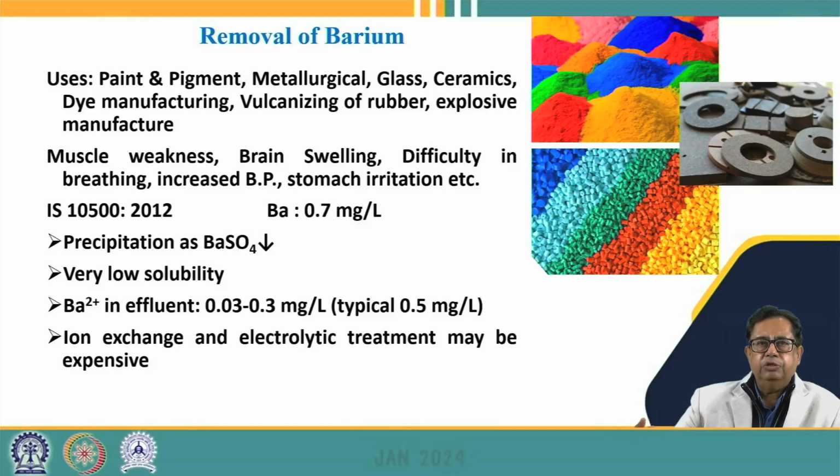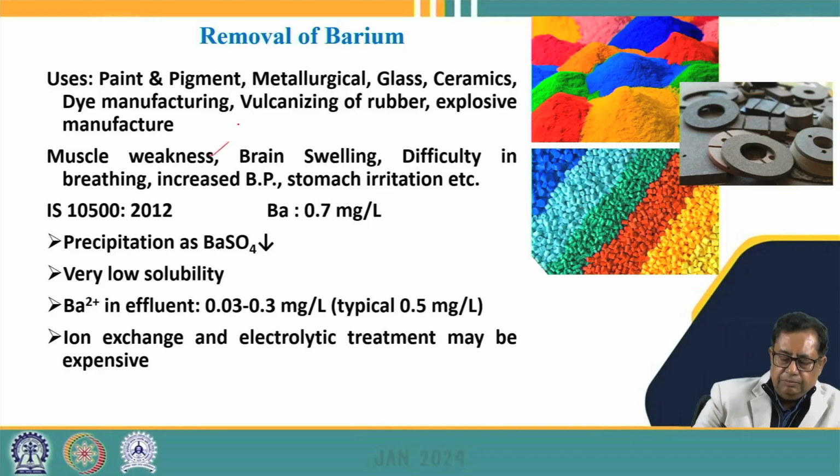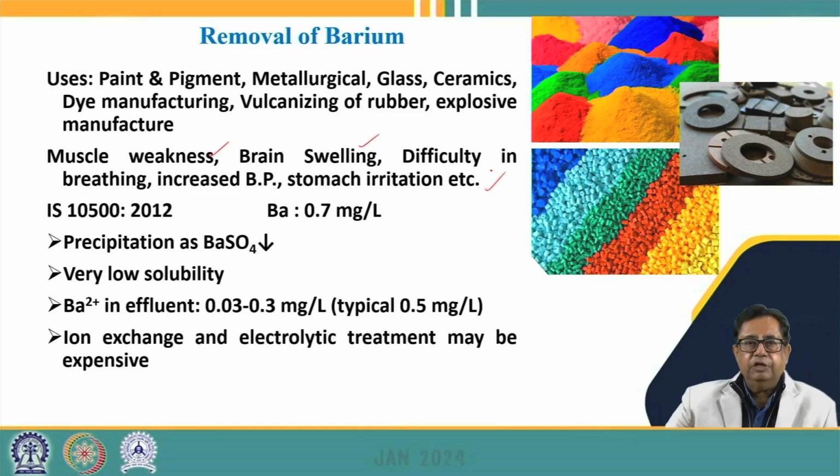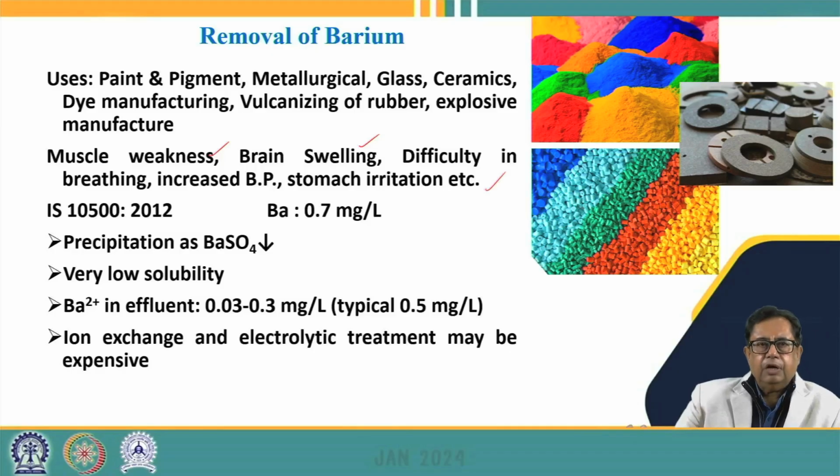Barium is used in different industries, for example, in paints and pigments, glass, ceramics, dye manufacturing, vulcanizing of rubber, and explosive manufacture. If barium is taken in high amounts, it may lead to muscle weakness, brain swelling, difficulty in breathing, increased BP, and stomach irritation. As per IS 10500, barium should not exceed 0.7 milligrams per liter in the drinking water.